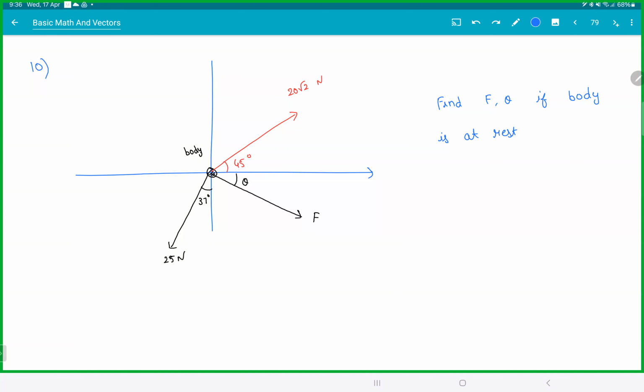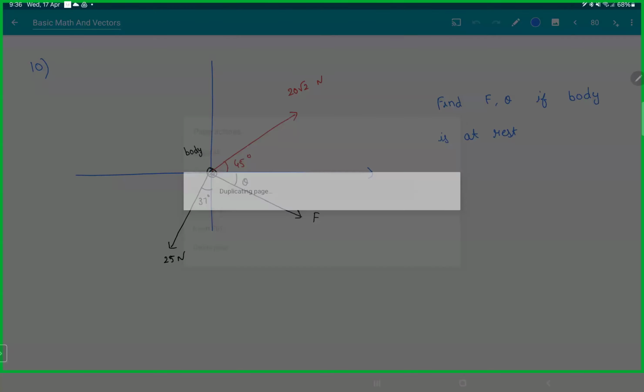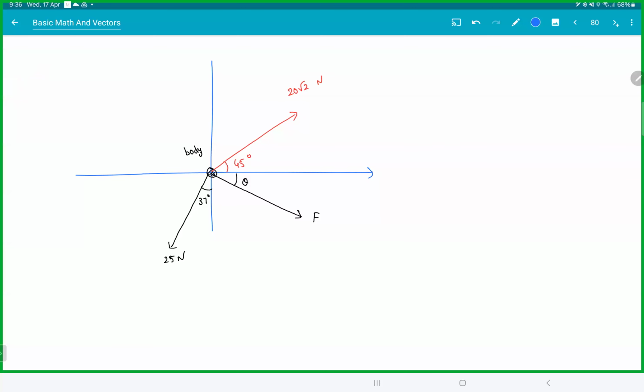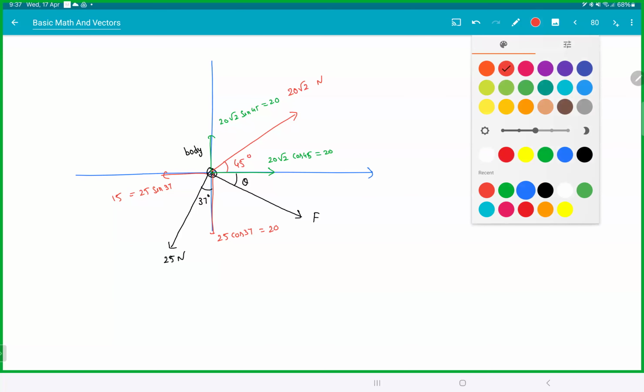Should I help you? First, just divide the components. See, don't need to write I cap, J cap. That's a waste of time. There's a better way. See, if you divide this into components, the red one, what are these components? That would be 20 root 2 cos 45. This would be 20 root 2 sine 45. So basically that is nothing but 20 and that is nothing but 20. For this guy, it is 25 cos 37, which is 4 by 5 of 25, or 20. This is 25 sine 37. That is 15.